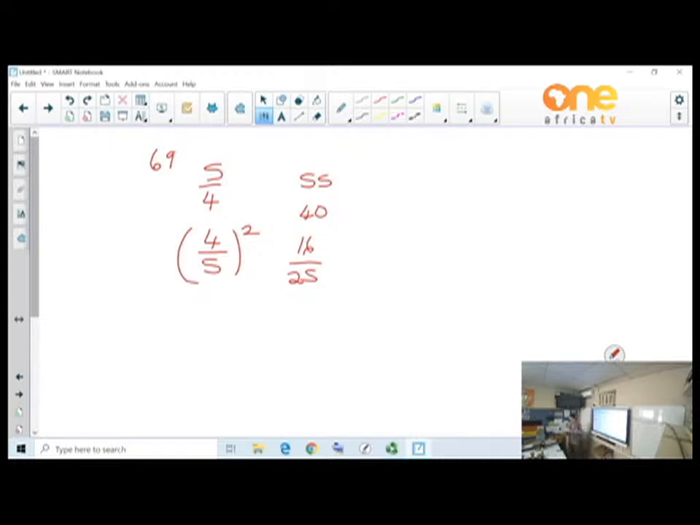Okay, question 68. Calculate the area of an equilateral triangle with sides 10 centimeters. There's the equilateral triangle. Now, there's two ways.